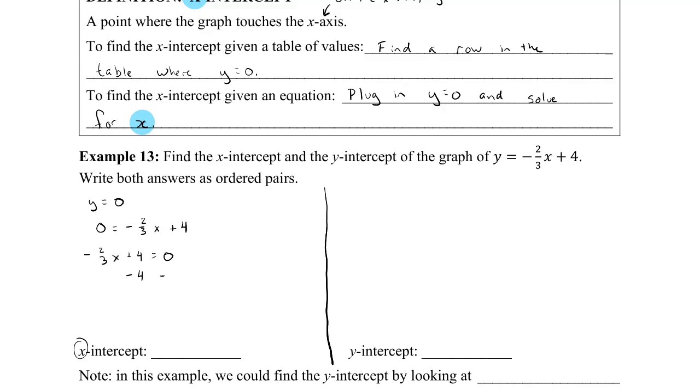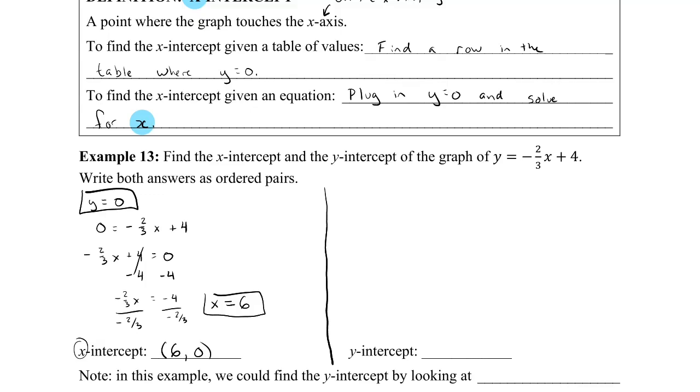Now I'll subtract 4 on both sides. This is a two-step equation. We'll have negative 2/3 x equals negative 4. We'll divide both sides by negative 2/3. Actually doing that arithmetic on the calculator, we'll get x equals positive 6. So our x-intercept then is the point where x is 6 and y is 0. So it's the point 6, 0.